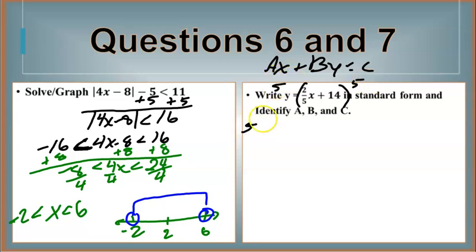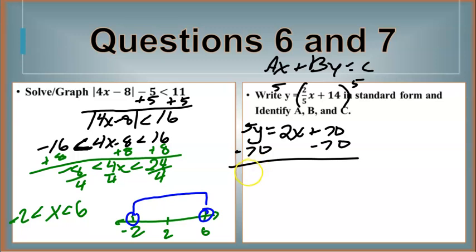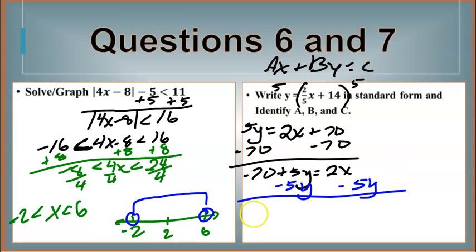So right now I have 5y equals 5 times 2/5 x is 2x plus 5 times 14 is 70. Now my x is already positive. I need to keep it positive, so I don't want this 70 here, so I'm going to subtract 70. And now I have negative 70 plus 5y equals 2x. I need my x and y on the same side, so I'm going to subtract 5y on both sides. And now my answer would be 2x minus 5y equals a negative 70.